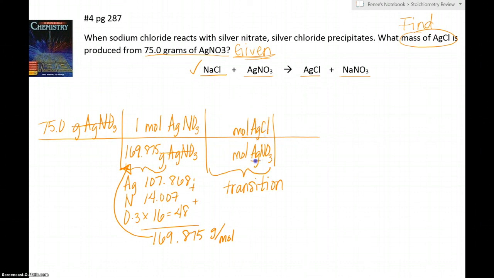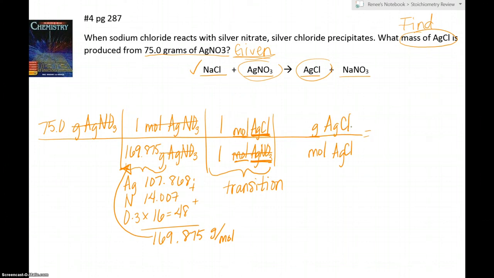It'll always be what's given to you on the bottom, what you're trying to find on the top, in mole to mole. And we pull these from the balanced chemical equation up here. If we look at both of these, they are both 1 mole. So we go ahead and put our 1 mole there, which makes life easier. We've canceled our moles of silver nitrate now. Now we have to go from moles of silver chloride to grams of silver chloride. So we're going to cancel our moles of silver chloride by putting that on the bottom. And we need to get to grams, so we'll put grams of silver chloride on top.